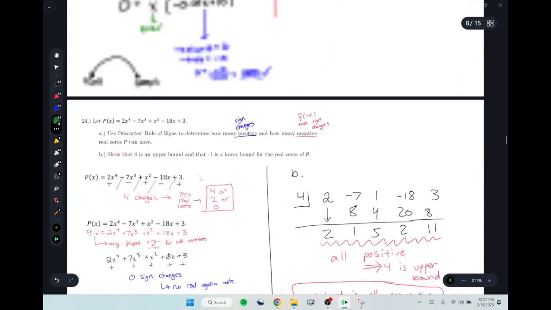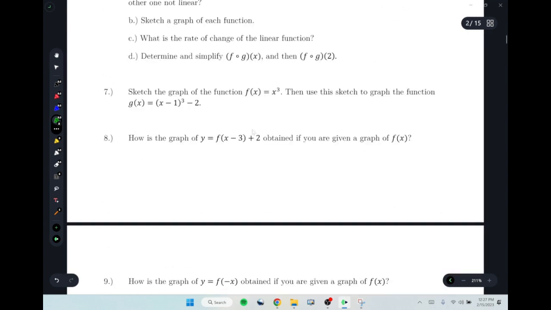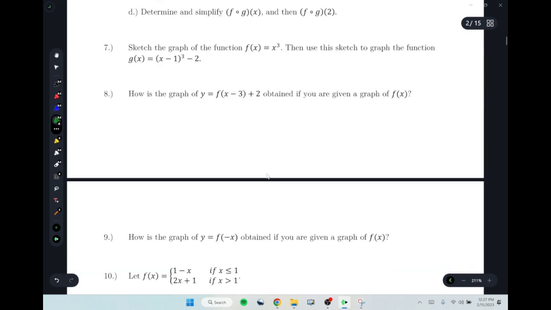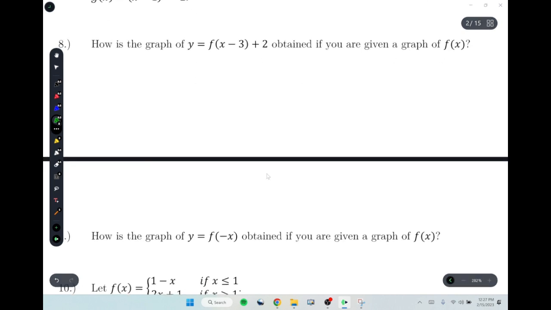All right, what else we got? Other types of... number 8. Oh, wait, no. It's graphing, and it's not even graphing. It's just saying the words. Okay, we can do number 8 real quick and not even write it. I'm not going to copy and paste. How do you obtain that graph? You can say it in 4 words probably. I think it's a 4-word answer.